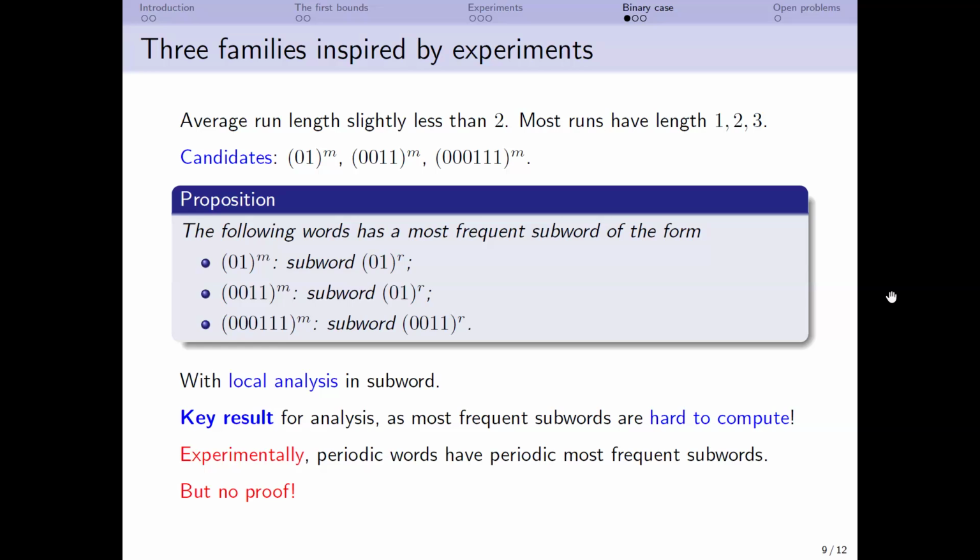So for 0, 1, the period of the subword would be 0, 1, and the same for 0, 0, 1, 1. And then for 3 0s, 3 1s, the period of the most frequent subword will be 0, 0, 1, 1. This is done using some local analysis on the subword. And this is the key result because we also want to do the analysis on other periodic words, but experimentally that works. Periodic words usually have periodic most frequent subwords, but we have trouble proving that this is indeed the case. And it's one of the conjectures that we have.